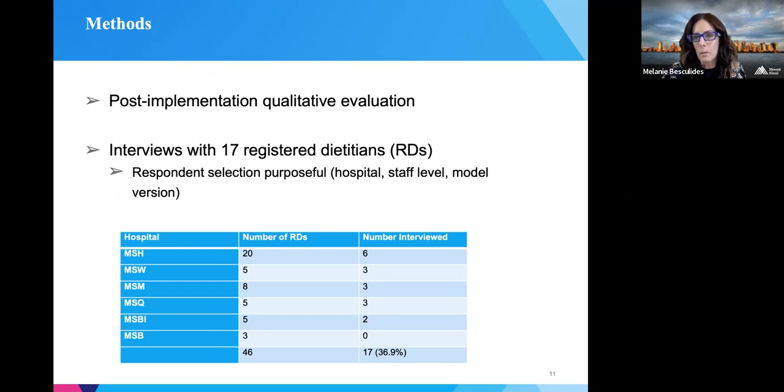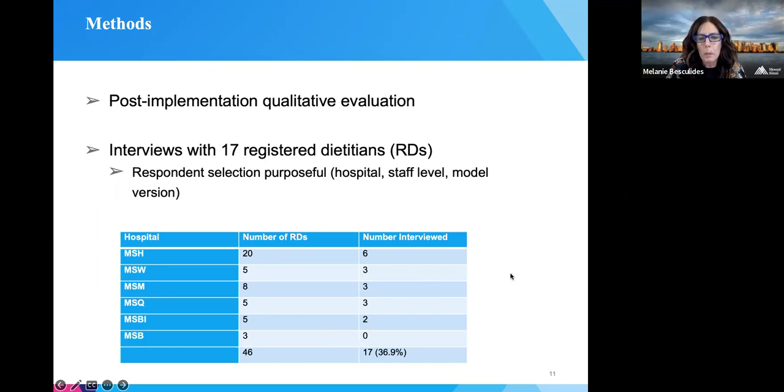So many of the hospitals implemented 2 different versions of this model. So the model was improved over time, and we wanted to ensure that we had variation across hospitals that had implemented both versions. We wanted to ask specific questions about that. I think 2 of the hospitals only implemented the later version because they came on later. They were sort of brought on over a rolling time period.